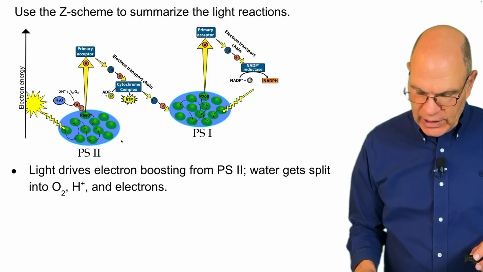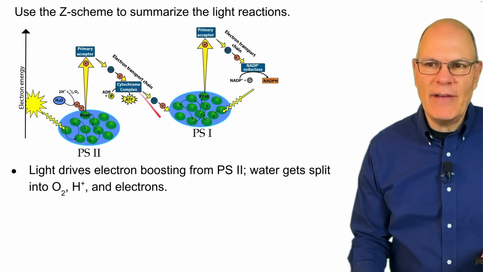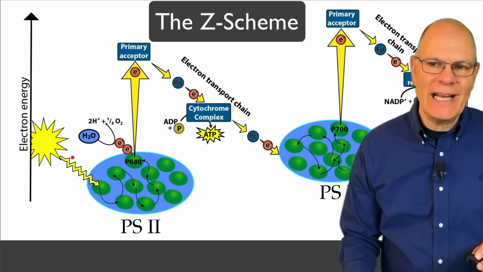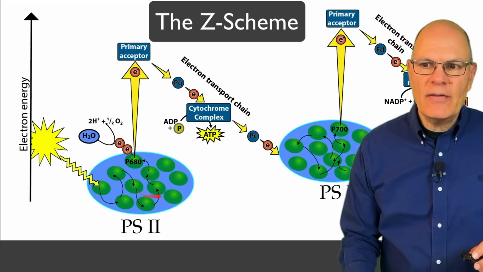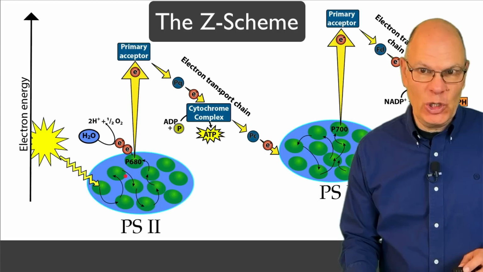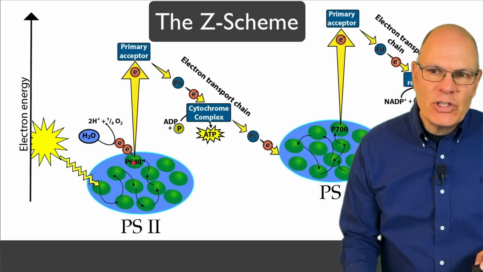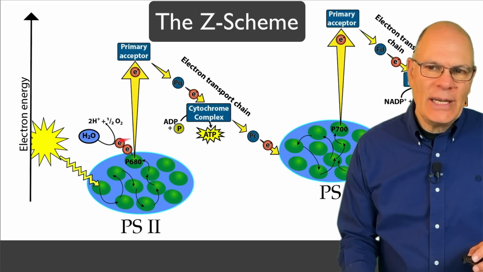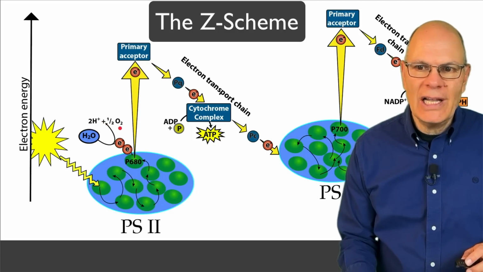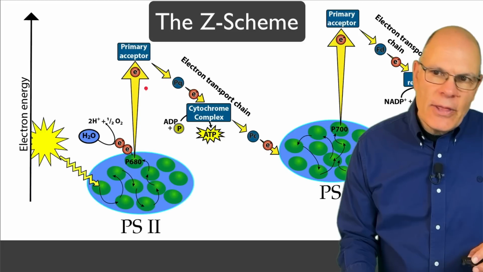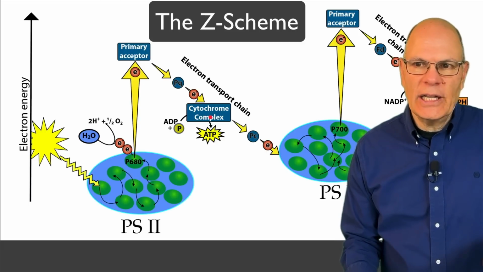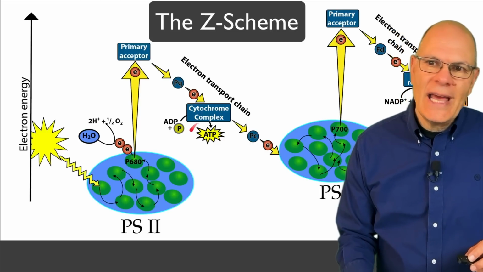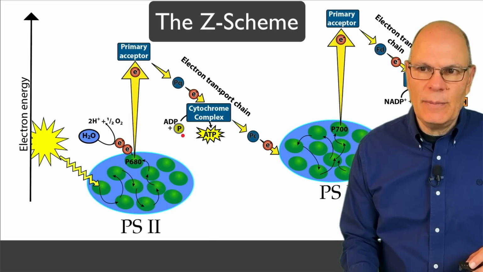So the Z-scheme is a graphical representation of everything that happens in the light reactions. This axis over here, the y-axis, shows electron energy. So what happens? Light drives electron boosting from photosystem 2. Remember, photosystem 2 comes first. And so that electron goes to a much higher energy level. And at the same time, water is split apart into protons and oxygen gas. Then there's electron flow through the electron transport chain of photosystem 2, and that goes through proton pumps that power the synthesis of ATP from ADP and phosphate.